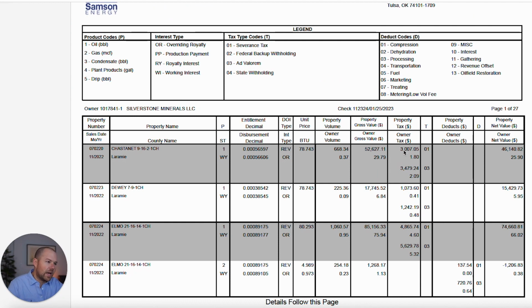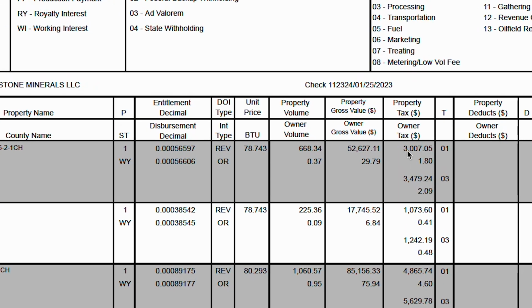So next up, we have severance taxes, right? So severance taxes are state taxes that are imposed when the oil is severed from the ground. Basically, it's a volume-based tax. I'm not exactly sure what the severance tax rate is in the state of Wyoming, but severance taxes can range from anywhere between 5 and 12%, right? So here's the gross amount of severance taxes, which was $3,000. And here is my share of those severance taxes.